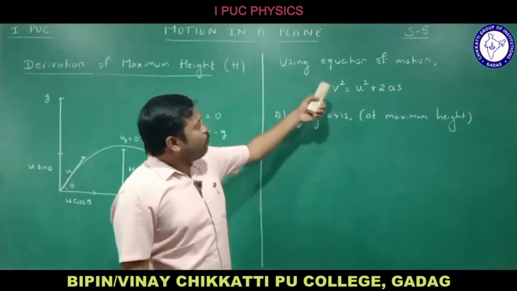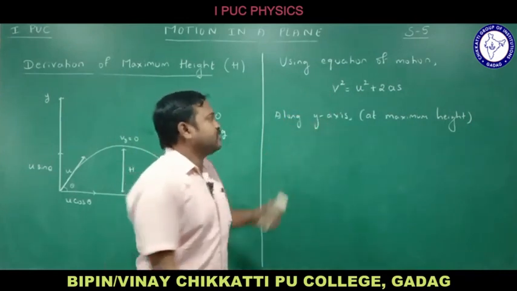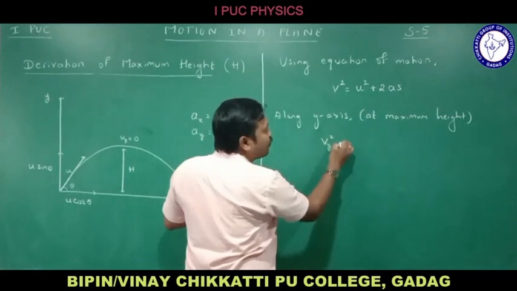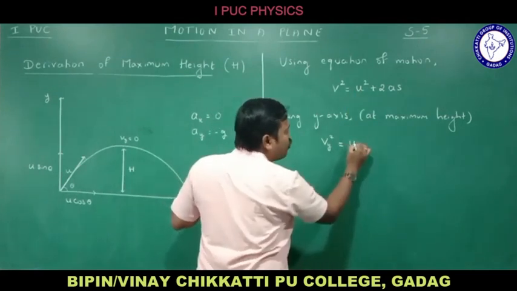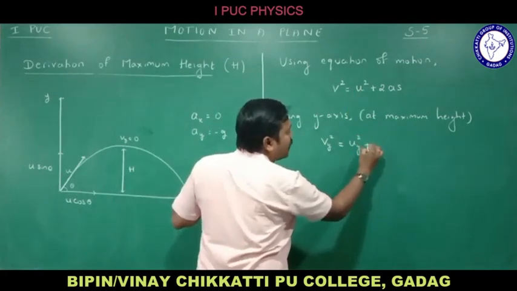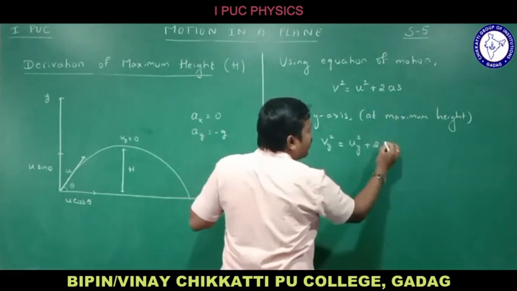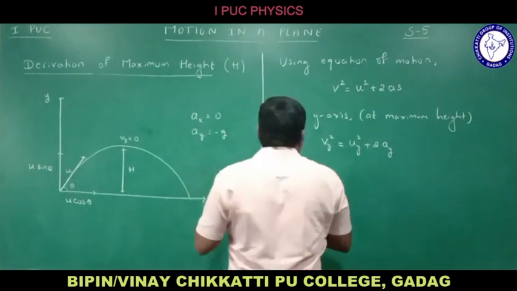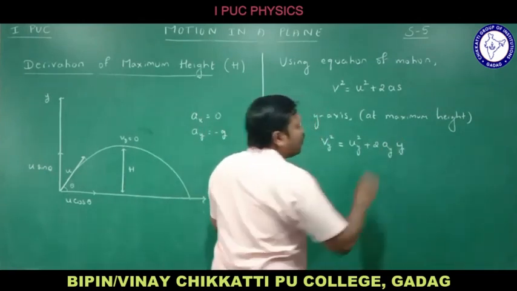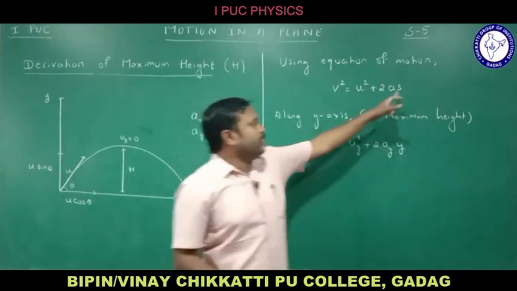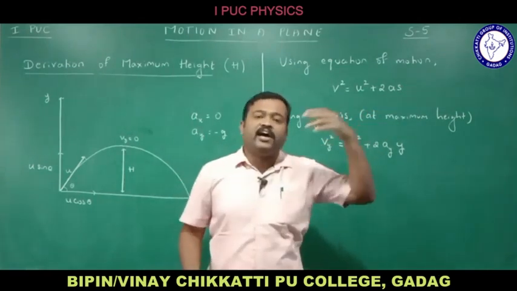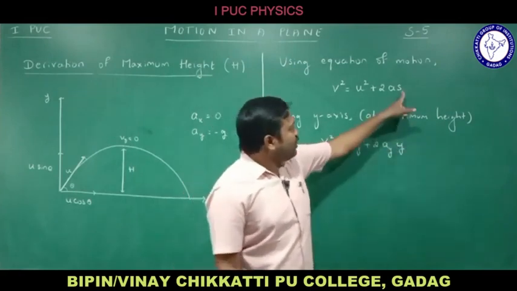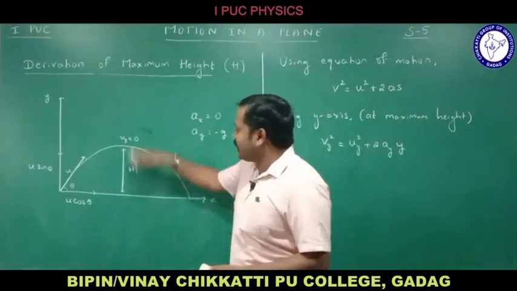Okay, write the components of this equation along the y-axis. Come on tell me, what is the component of v along the y-axis? Vy square. What is the component of u? Uy square plus 2. What is the component of a? Ay. What is the displacement along the y-axis? Displacement along the y-axis is y here, right? Displacement along the x-axis I have replaced by x, and displacement along the y-axis I replace by y.